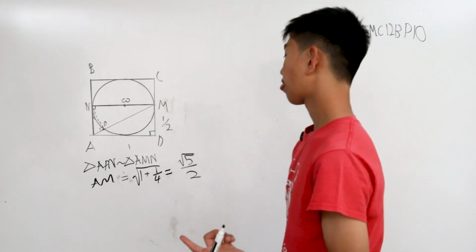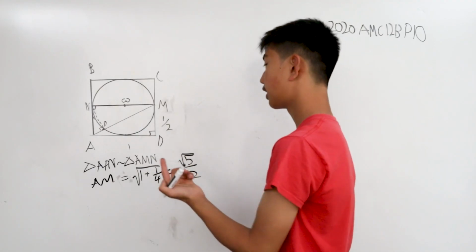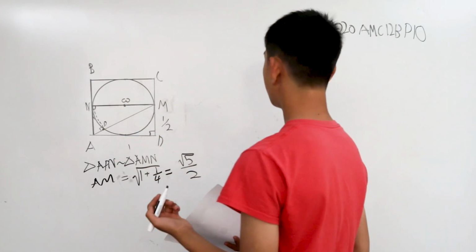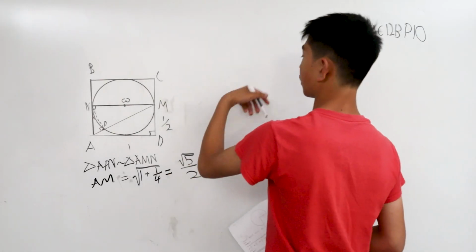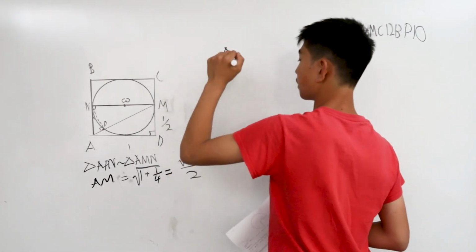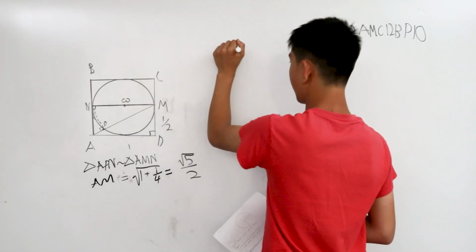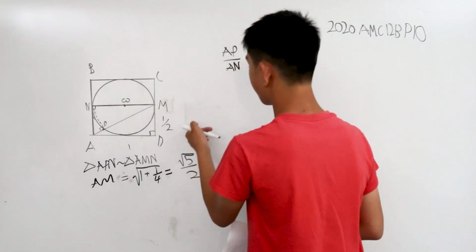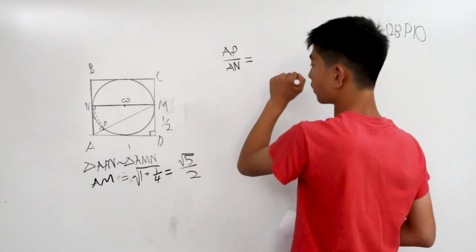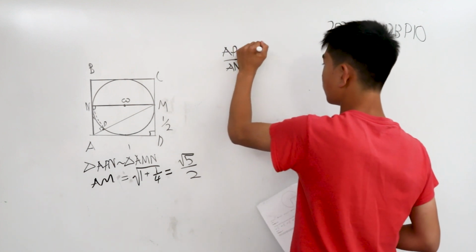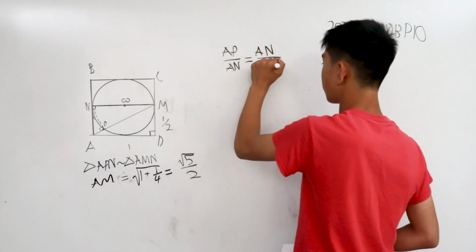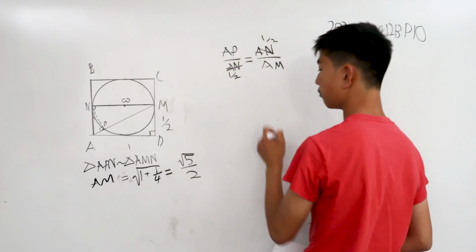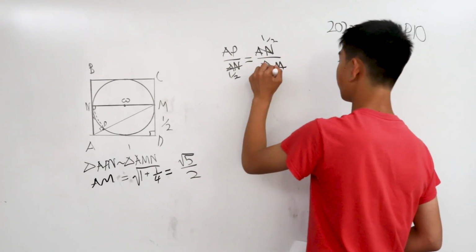And this is important: these two triangles are similar. It's important because we can then set up ratios to solve for AP. So we use the two known side lengths for the small triangle, AP and AN, where AN is also 1/2, likewise to MD. And this ratio is equal to AN over AM. Since we know this is 1/2, this is 1/2, and AM is root 5 over 2.